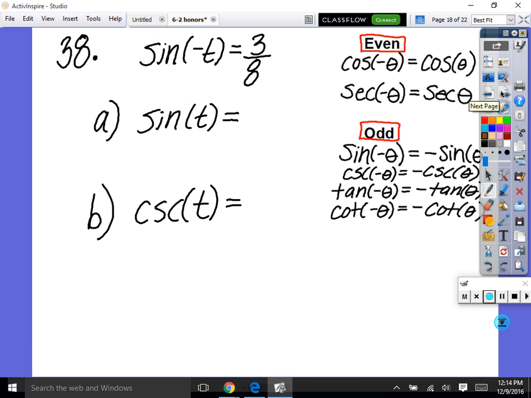So let's answer these questions. They're out of the book, and they're similar to your homework. It says, if sine of negative t equals 3 over 8, what's sine of positive t? So think about it, guys. Is sine even or odd?